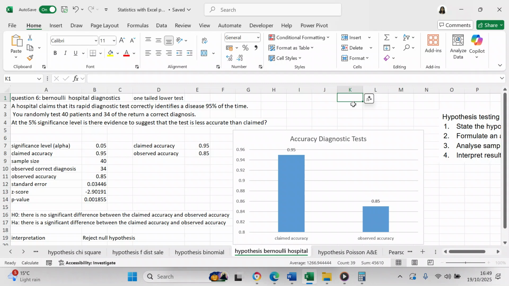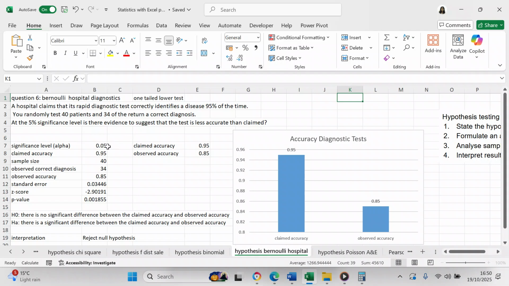So the question we have is: a hospital claims that the rapid diagnostic test correctly identifies a disease 95% of the time. You randomly test 40 patients and 34 of them return a correct diagnosis. At the 5% significance level, is there evidence to suggest that the test is less accurate than claimed?